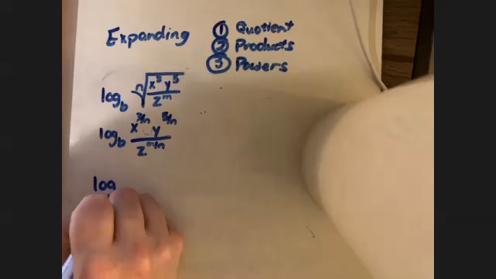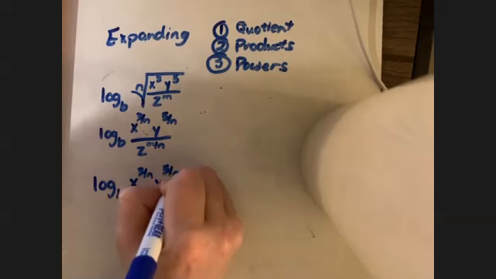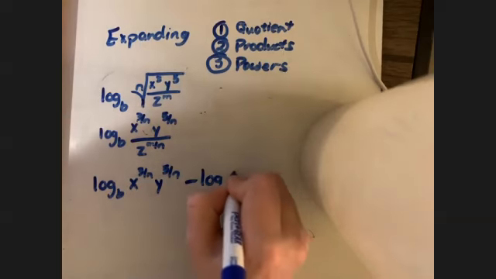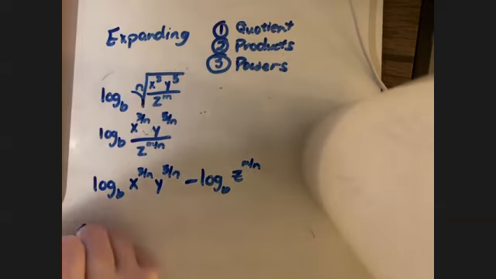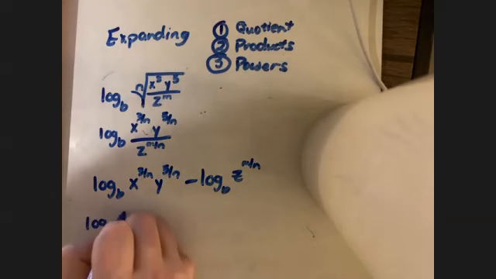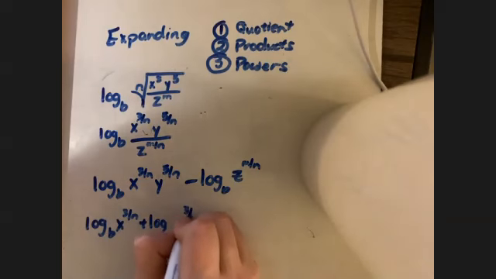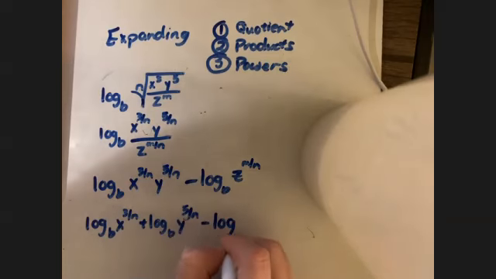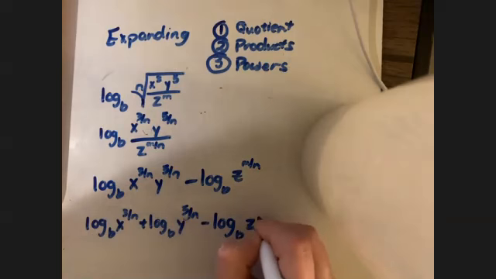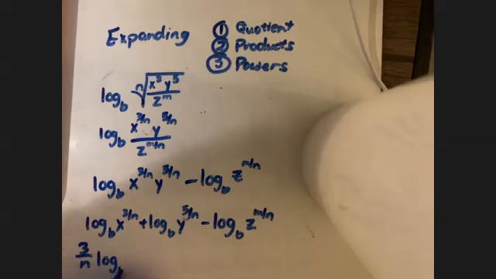So now I do have a quotient, so we're going to have log base b of x to the 3 over n, y to the 5 over n, minus log base b of z to the m over n. I'm going to separate these two with addition. Now notice there's only one thing after that subtraction, so I don't really need the set of parentheses. And now we're going to put our fractions out in front.